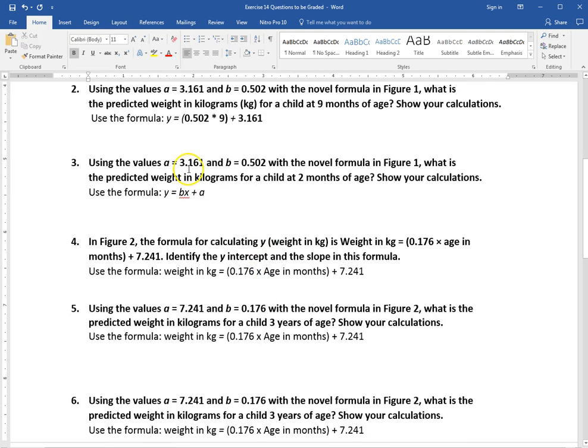For 3, we would do the same thing, except we're using 2 months of age. So here, for my x in my formula, instead of 9, I'm going to put a 2 there.